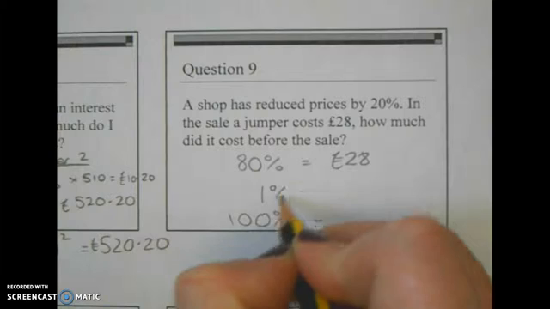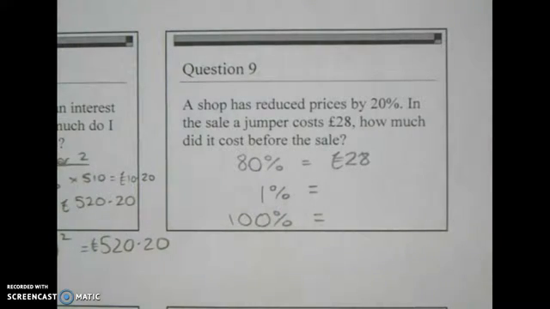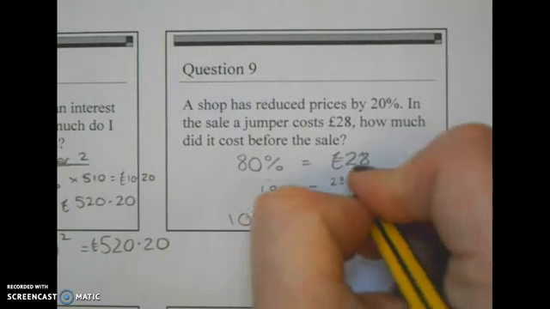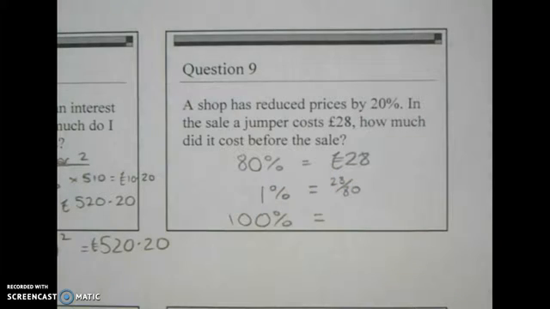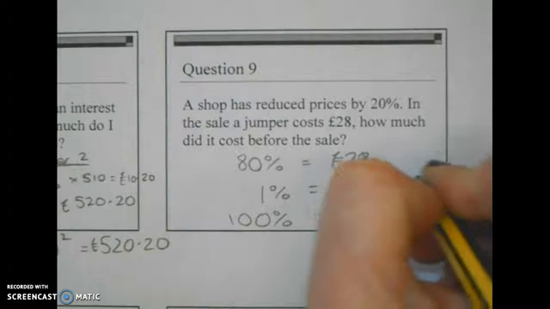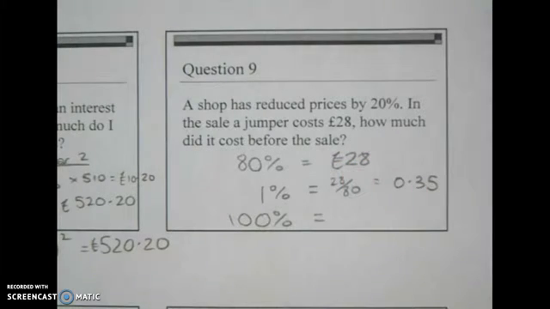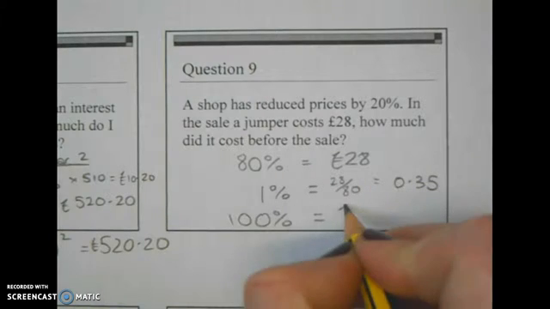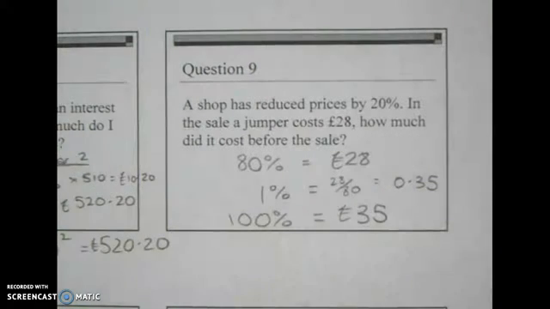So the easiest way to do this is to say, well, let's get 1%. So I'll do 28 divided by 80. Not sure what that gives you on your calculator. 0.35. And then if I multiply by 100 to get 100%, 0.35 times 100, it's £35.